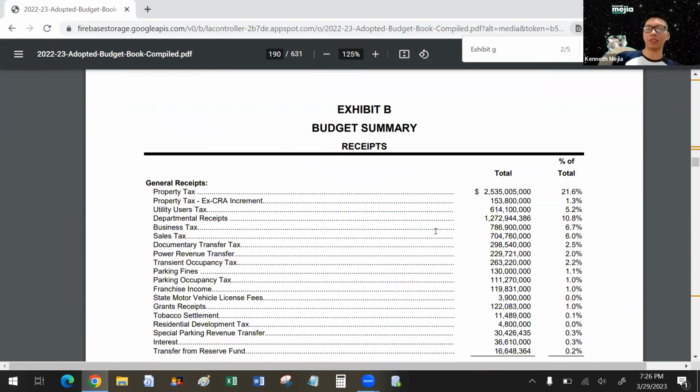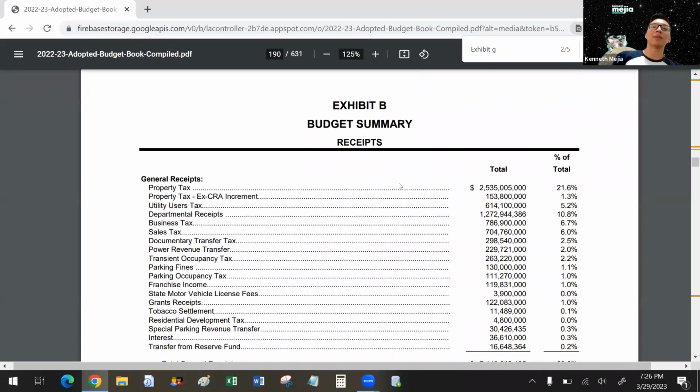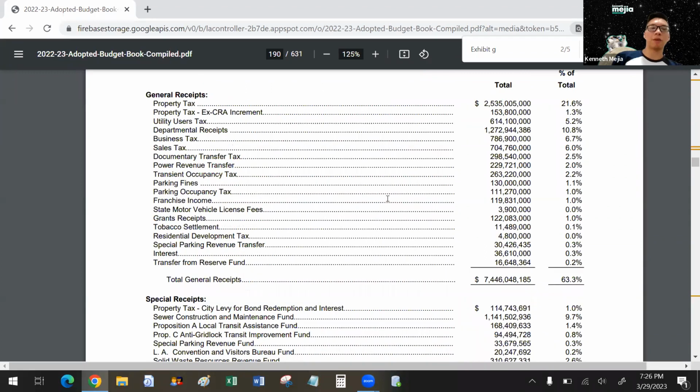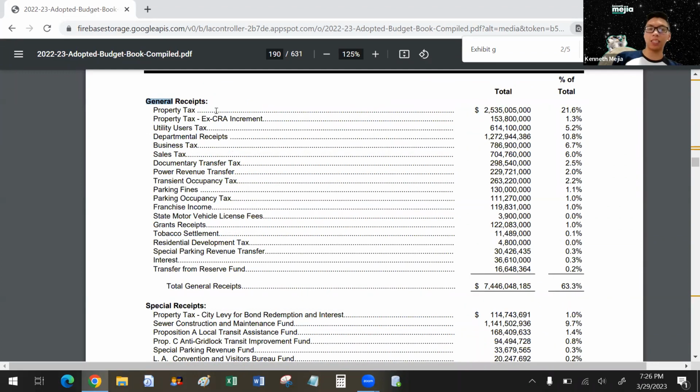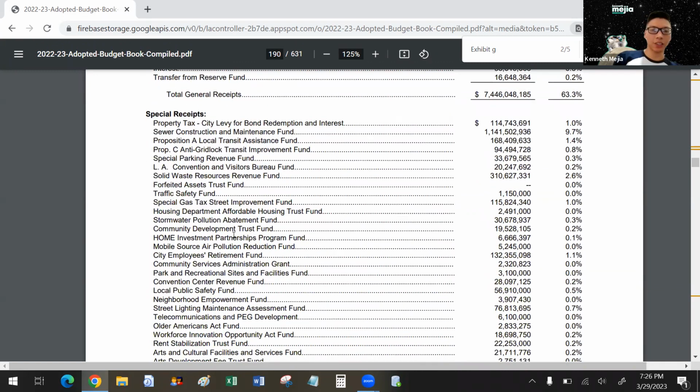So it's saying this fiscal year, we're going to be funded by property tax, 2.5 billion or 21.6%. Or the departmental receipts, how much money the departments get, that's going to be 10.8% of the total budget. So Exhibit B shows you where the money's coming from, and it breaks it down by general receipts and also by special receipts, right?